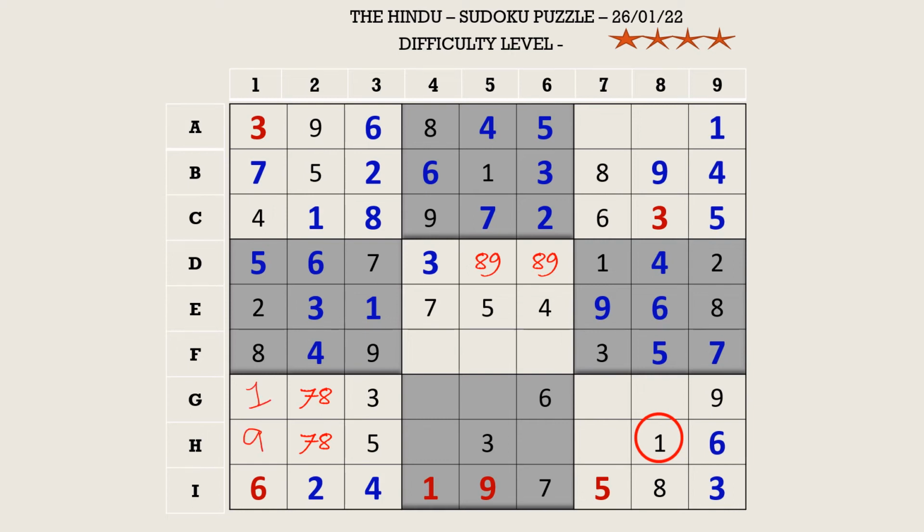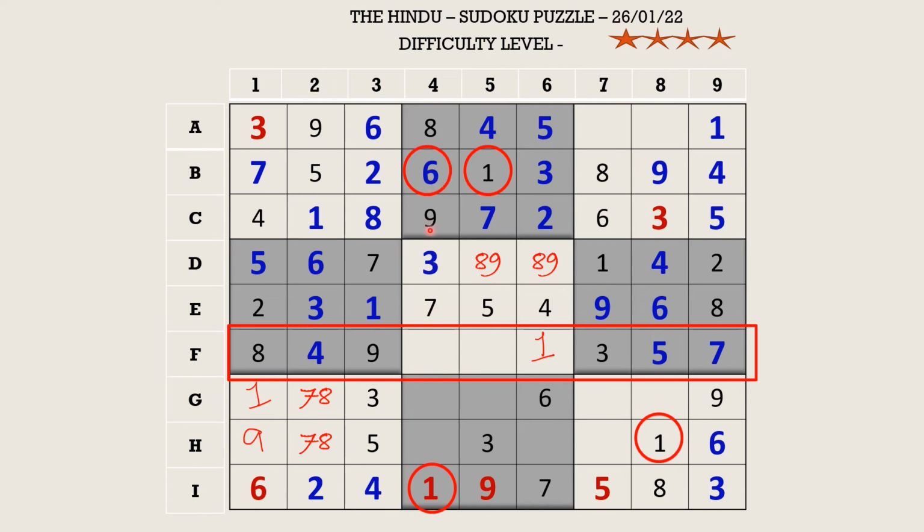Now let's try to fill the F row. There are only 3 empty cells and the missing numbers are 1, 2 and 6. There is a 1 blocking here in 4th column and there is a 1 in 5th column which is blocking here. So F6 takes 1 and the missing numbers are 2 and 6 now. There is a 6 in column 4 which is blocking here. So F4 takes 2 and F5 takes 6.